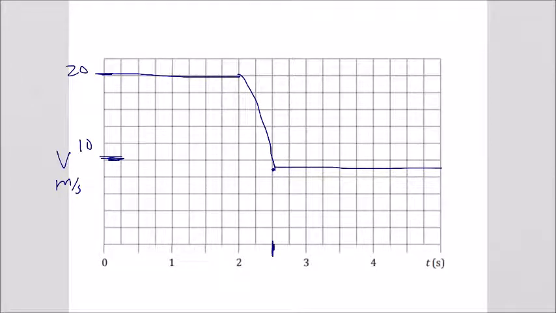The other cart, we'll use a different color for that one, started off with a speed of 0, and it stayed that way for the first 2 seconds. And then between 2 and 2.5 seconds, it speeds up. It's accelerated, maybe something like that. And then after 2 seconds, it moves off with the other cart at a constant velocity. So that's our graph. That's our answer to part B.